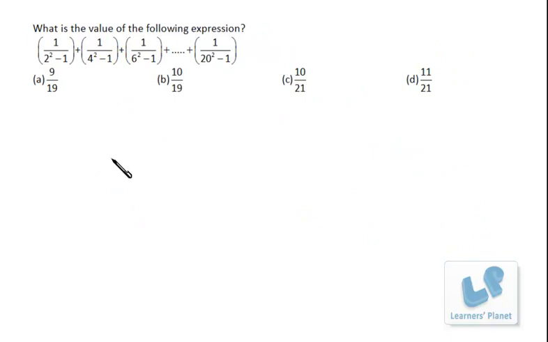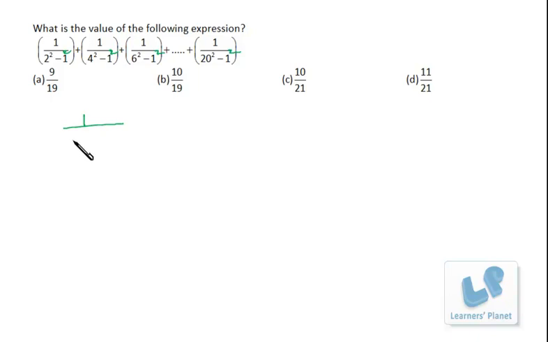Now let's try this problem. It seems to be a difficult one, and maybe a lengthy one also, but let's start. What is the value of the following expression? 1 upon 2 square minus 1, 1 upon 4 square minus 1, and the calculation goes till 20. First of all, let's write this problem in a square minus b square format. It is 2 square minus 1 square, 4 square minus 1 square, 6 square minus 1 square, and so on. So it would be 2 minus 1 into 2 plus 1.